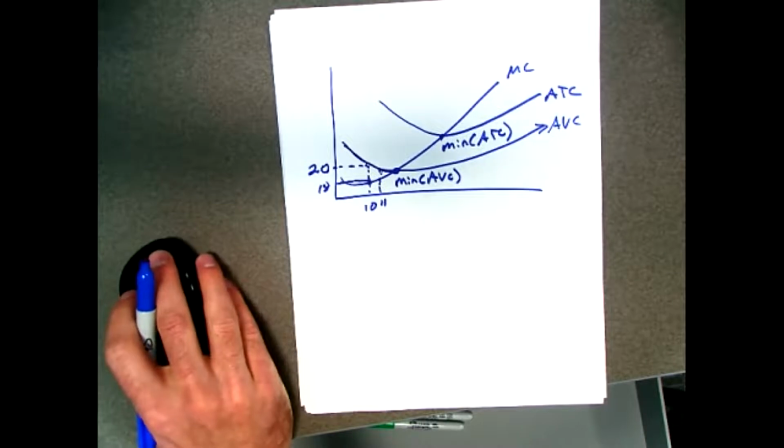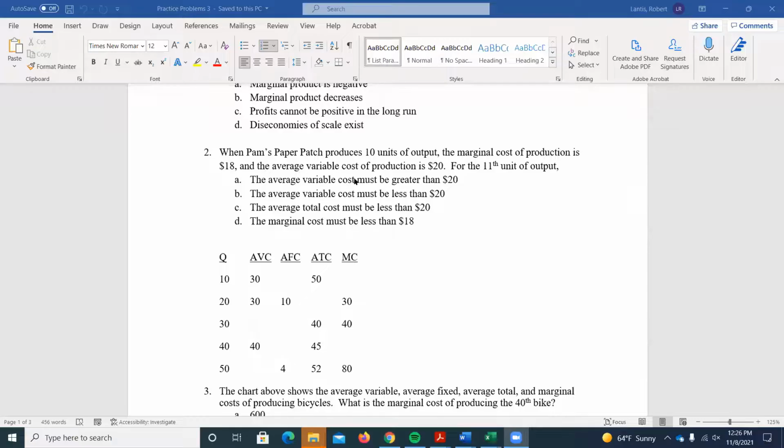So if I look at these potential answers here, the average variable cost must be greater than 20. That doesn't make any sense based off what we just said. We did say that the new average variable cost for that 11th unit should be less than 20, since it was decreasing. So B here, we know is going to be the correct answer, but can we rule the rest of these out, right? Hopefully, otherwise there's two correct answers here.